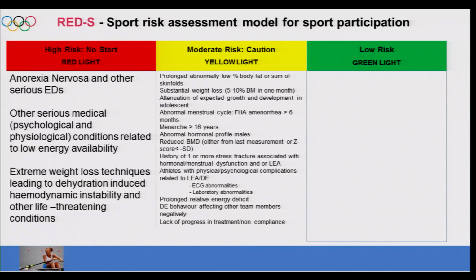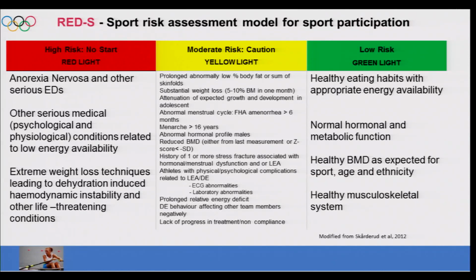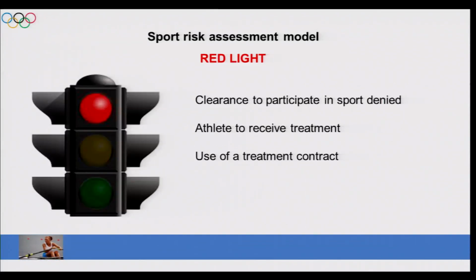And of course, we hope that all our athletes are in the green light area where they have healthy eating habits, normal hormone metabolic function, healthy bone mineral density, and these are the ideal healthy athletes that we are not worried about. So those athletes that are in the red light, when we screen them, are denied participation in sport.